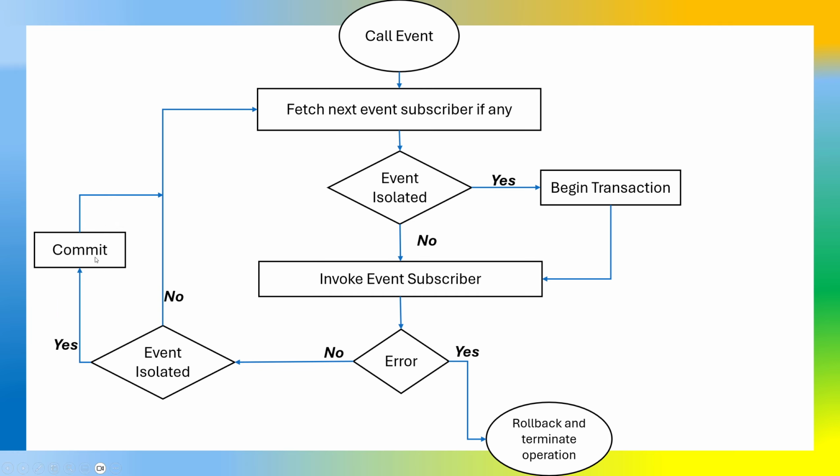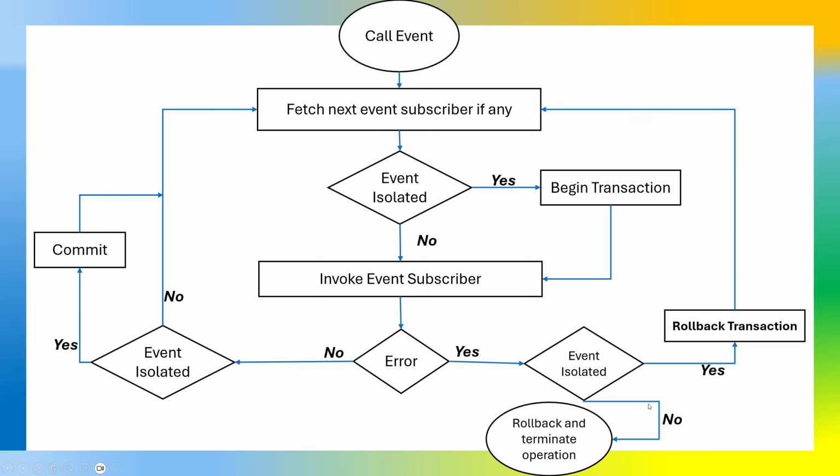And then after the commit, it fetches and finds the new subscriber. But the interesting part is, what happens if there is an error with an isolated event? In a normal event, it'll just roll back the transaction and terminate the operation. But in case of an isolated event, it only rolls back the transaction and then does not terminate the operation. It actually goes back and finds the next subscriber.